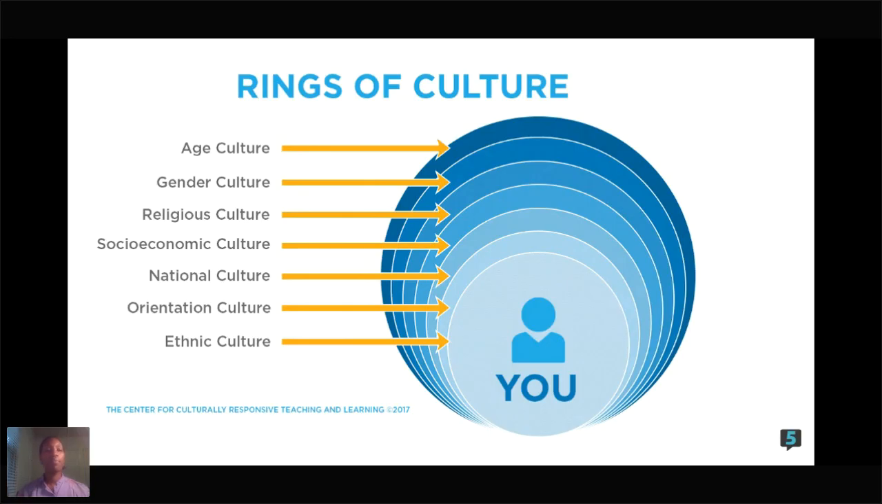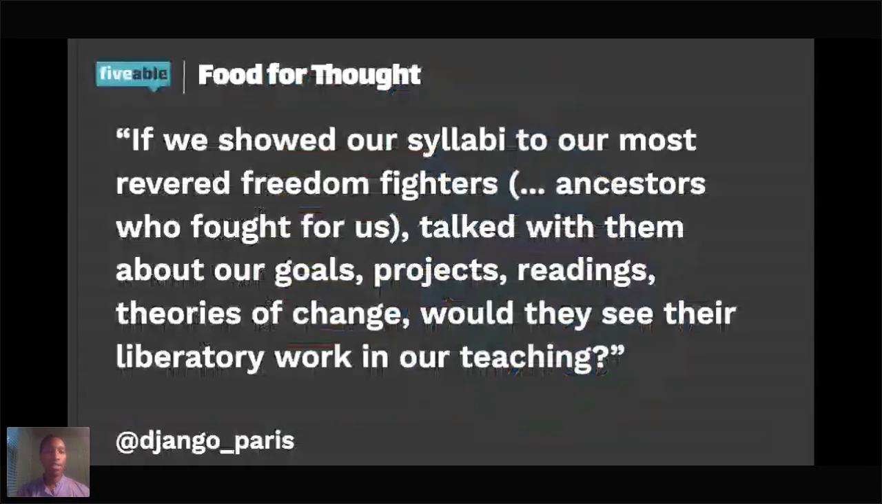So thinking about how this plays out in the actual classroom. I saw this quote on Twitter, and it says, "If we showed our syllabi to our most revered freedom fighters, talked with them about our goals, projects, readings, theories of change, would they see their liberatory work in our teaching?"